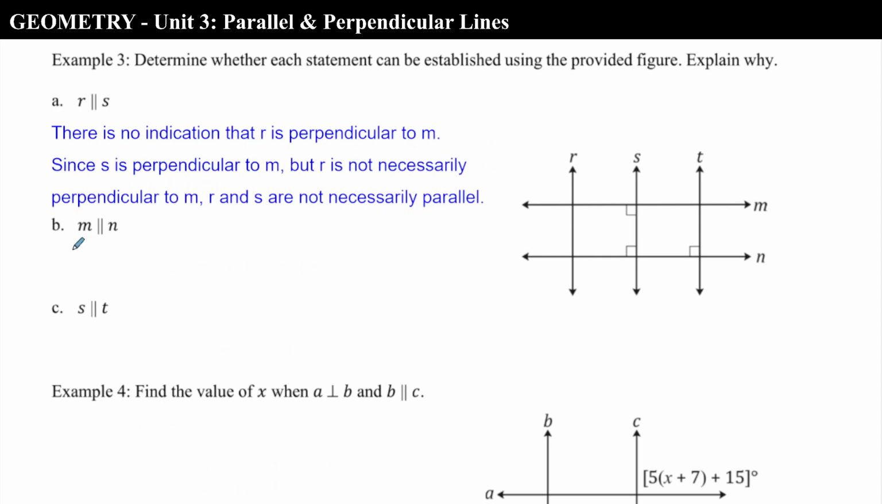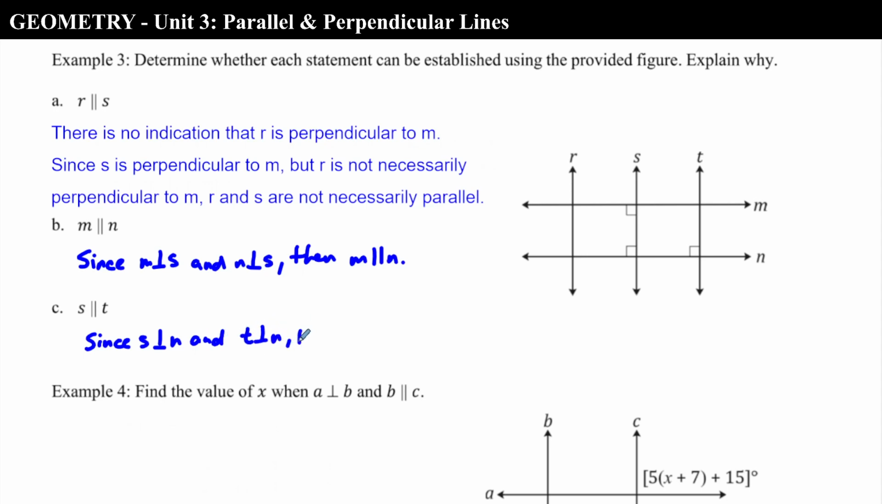All right, for B, we had already mentioned that we know that S is perpendicular to M. So since M is perpendicular to S and N is perpendicular to S, then we can say that M is parallel to N. For S is parallel to T, well, again, since S is perpendicular to N and T is perpendicular to N, then we can say that S is parallel to T. Both B and C come from the converse of the perpendicular transversal theorem.